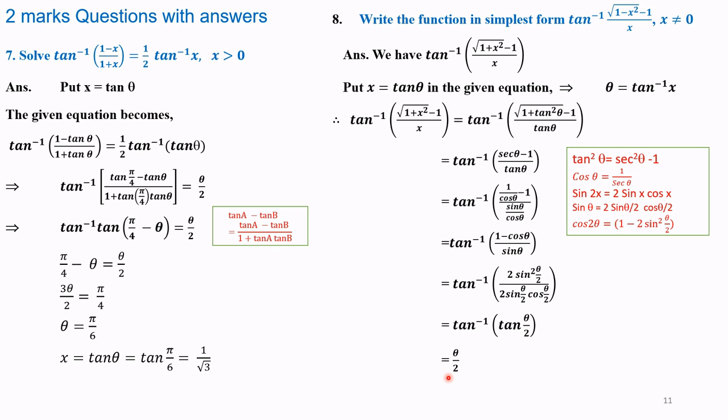Therefore, tan inverse of under root 1 plus x square minus 1 divided by x is equal to theta by 2. Therefore, that is half of theta, which is tan inverse x. We have substituted theta as tan inverse x. Theta is equal to tan inverse x.